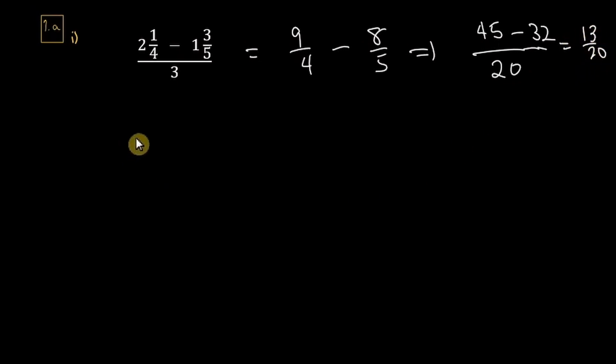And now we include the denominator. So we have 13 over 20 divided by 3. That works out to be 13 over 60.